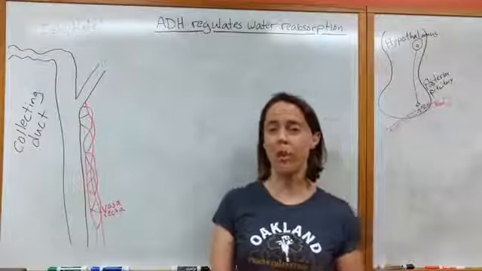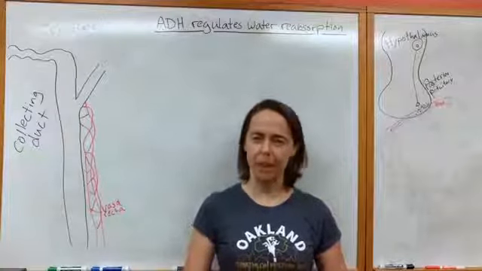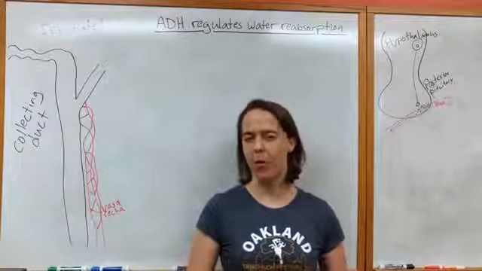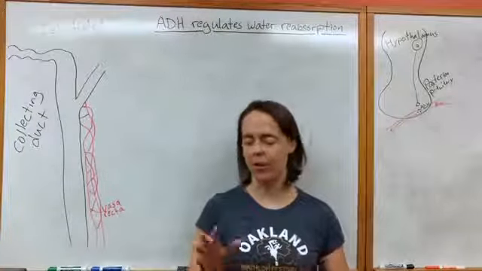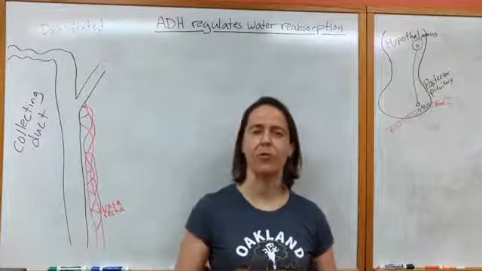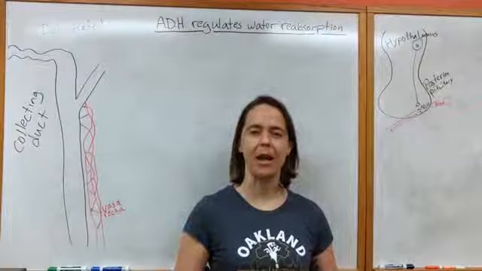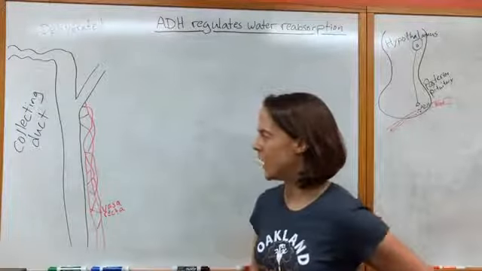Next up, we're going to learn about how the hormone ADH, antidiuretic hormone, helps to regulate water reabsorption in the collecting duct. So remember, we learned that water can get reabsorbed throughout the nephron, in different locations. In fact, most of it is reabsorbed in the proximal tubule. However, the one place where it can be regulated by a hormone is in the collecting duct. So let's take a look at that first.